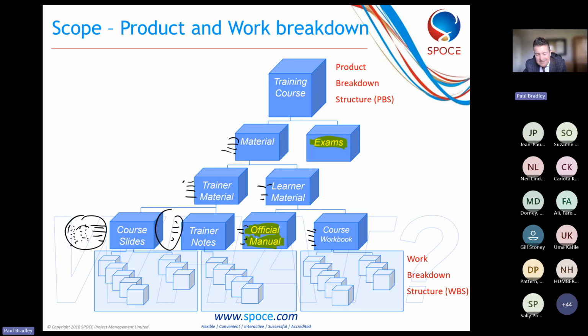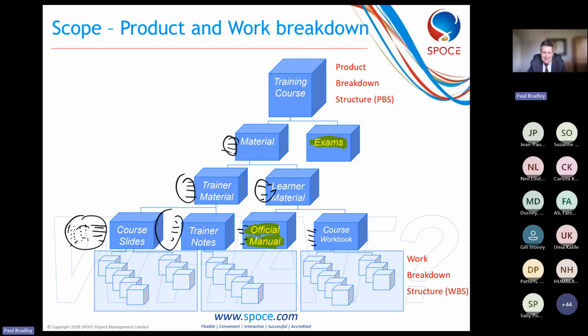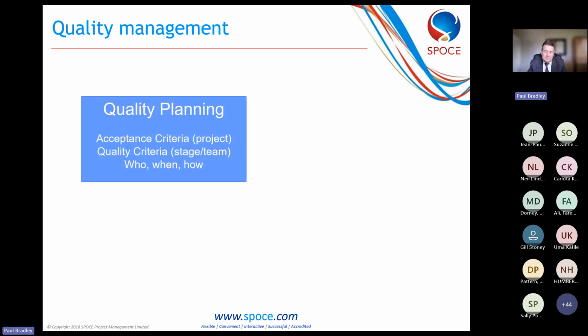All this criteria relates to quality, which is my next session. And with quality, we've got quality management. What I'm going to do with quality, I'm not going to dig too deep into the actual product quality. I've sort of done that on the previous slide. That's the product quality. But what I'm going to do here is think about quality management from a project point of view. And I have 4 key elements of quality.